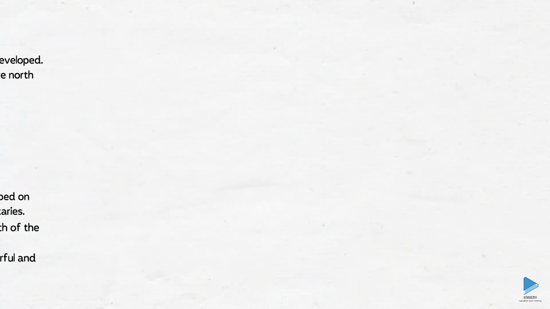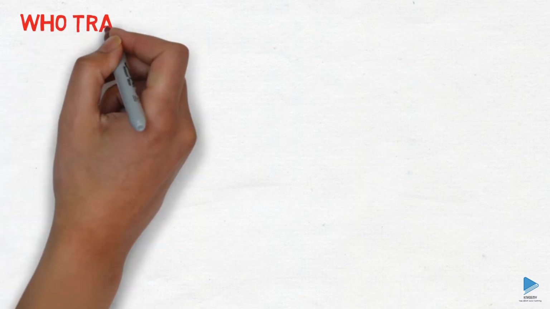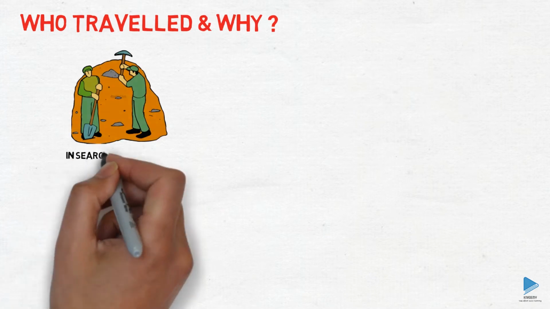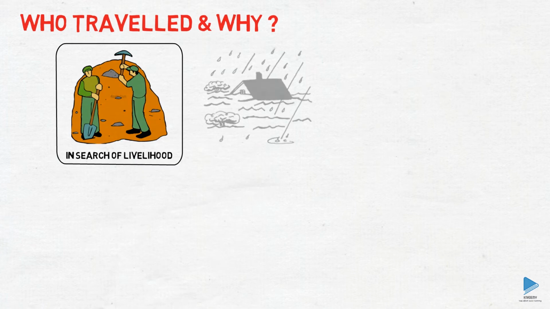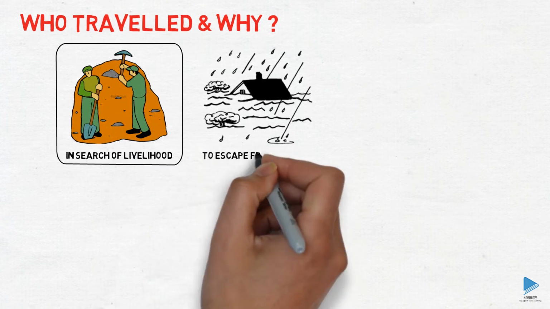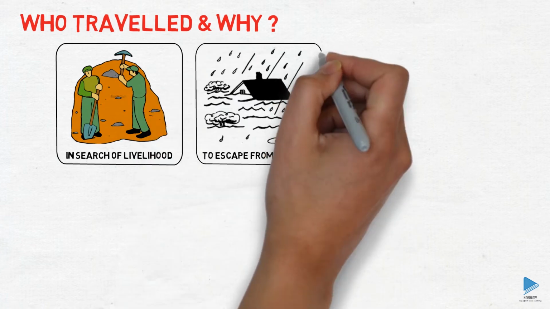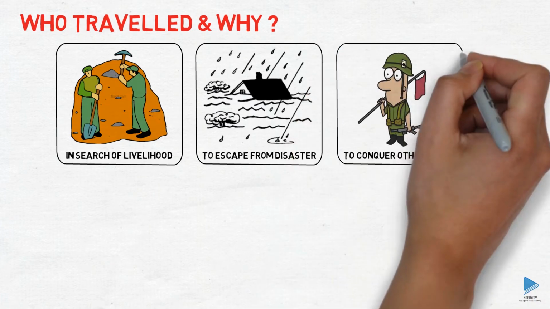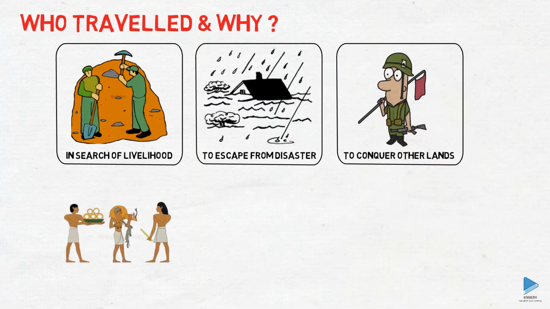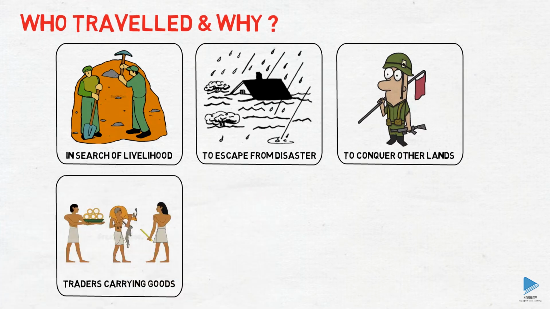Despite hills and high mountains, deserts and rivers, people traveled from one part of the subcontinent to another. Men and women traveled in search of their livelihood, as also to escape from natural disasters like floods and droughts. Sometimes men marched in armies conquering others' lands. Besides, merchants traveled with caravans or ships carrying goods from place to place.